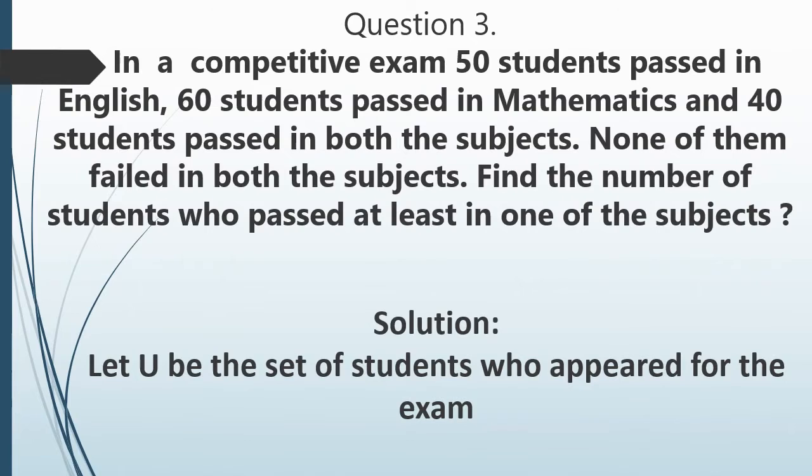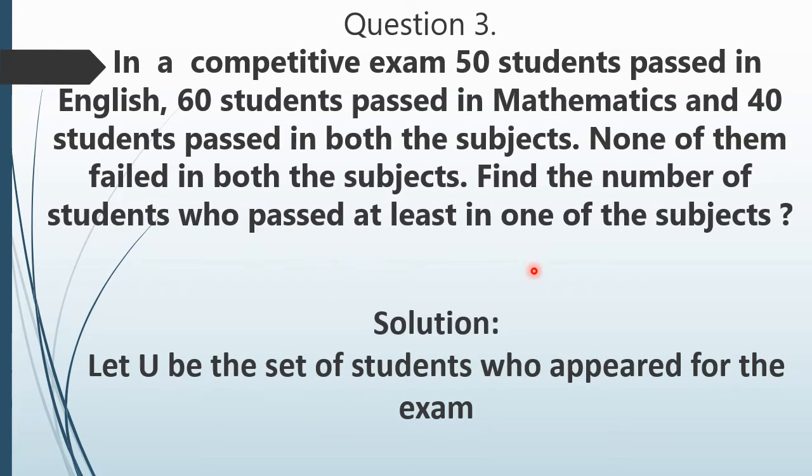Question number 3. In a competitive exam, 50 students passed in English, 60 students passed in mathematics and 40 students passed in both the subjects. None of them failed in both the subjects. Find the number of students who passed at least in one of the subjects. So we have to find the students who passed at least in one of the subjects. Let's see.